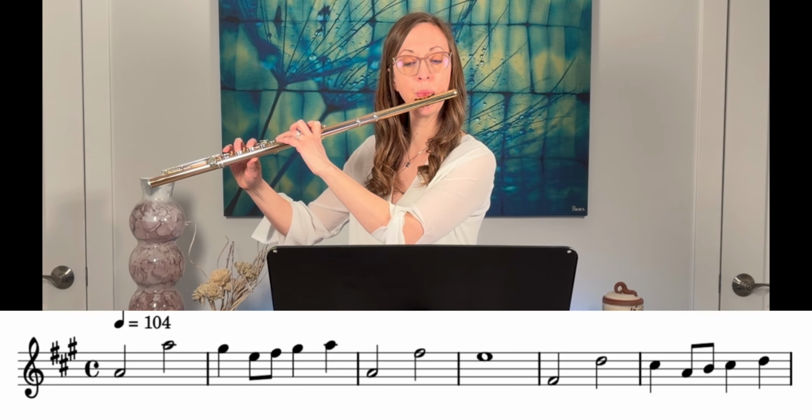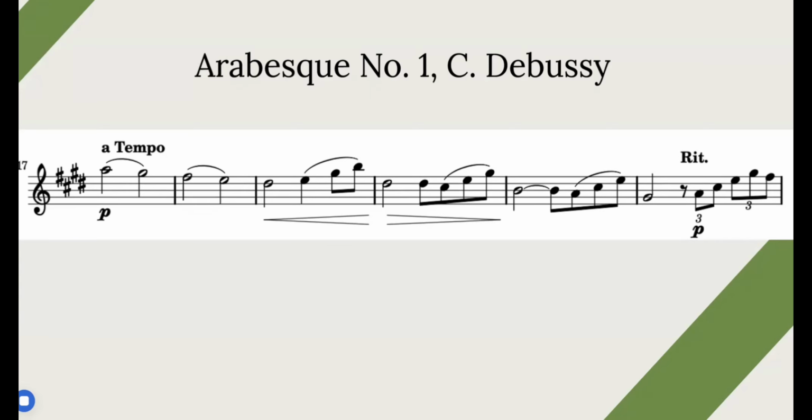Vibrato can be used to help us create a color in the sound. This is especially effective when we use a narrow vibrato that creates a shimmery effect in the tone. First, I'll play the opening measures of this example with a straight tone, adding vibrato to lead to the downbeat of the fourth bar.